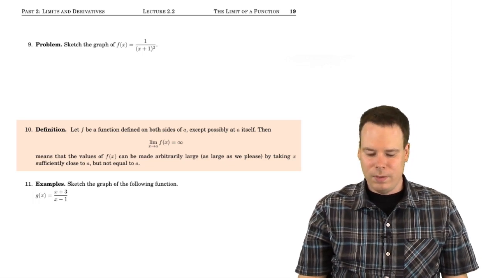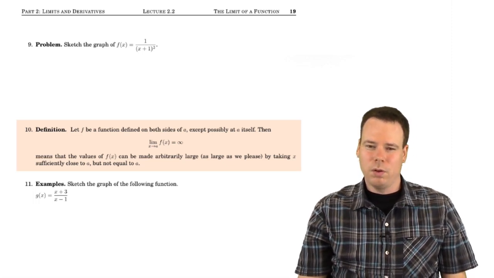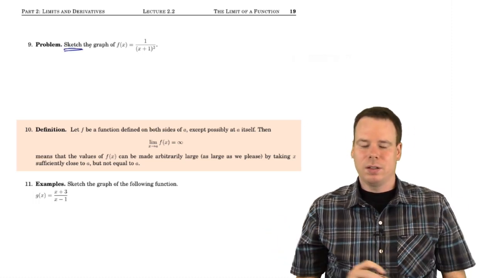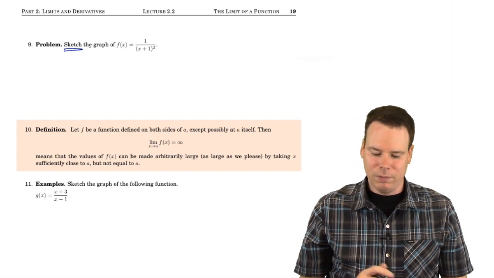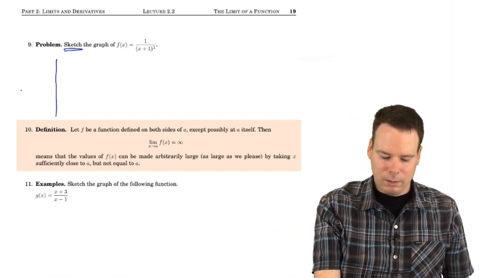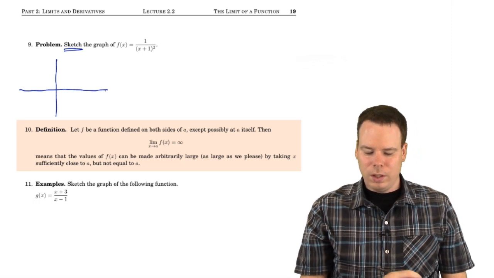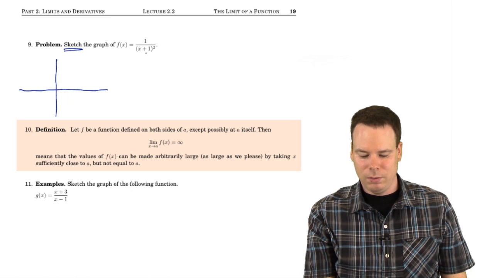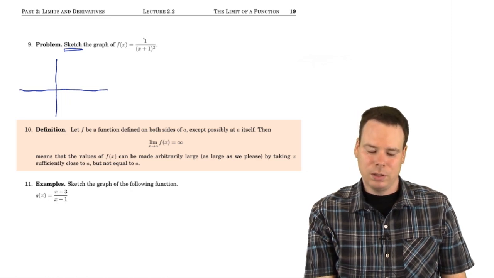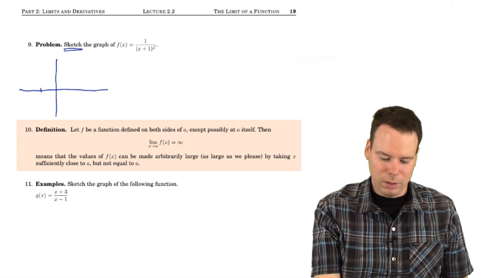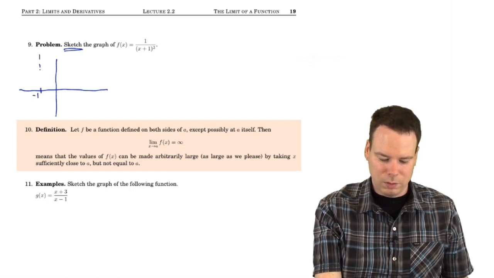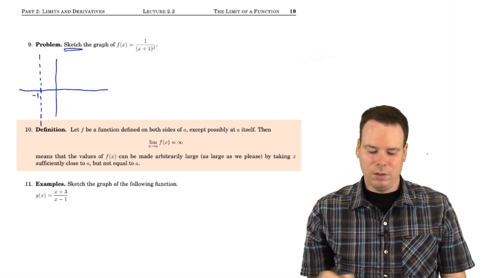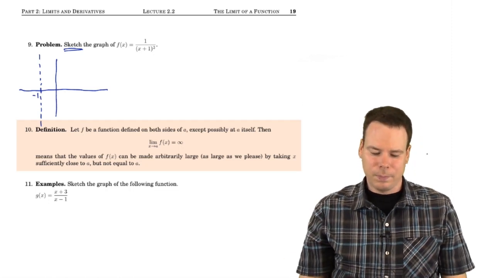Let's sketch the graph of this function. F of x equals 1 over x plus 1 squared. Now we're just sketching, so we're just trying to get a sort of rough idea of what the graph looks like. So here, we just notice that there's a problem at a particular x value, namely the x value that makes the denominator 0, because then we'd be dividing by 0. So at -1, there's an issue there. The function's not defined there. So I'm just going to put a dotted line indicating that the function's not defined there, so it's not going to touch this dotted line.